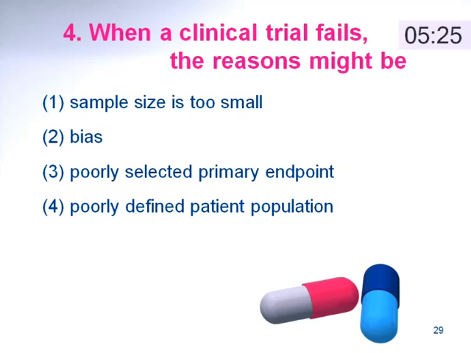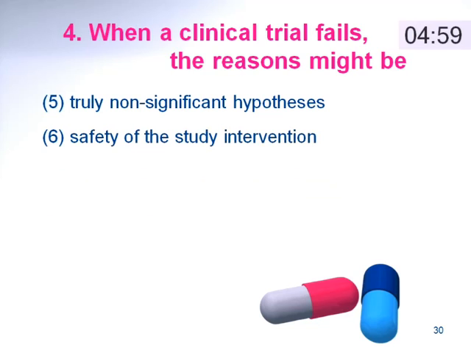Or we may have bias against the test treatment. That's why we need to minimize bias. Third one is poorly selected primary endpoint. Sometimes the primary endpoint fails, but the secondary endpoint succeeds. Or the fourth one is poorly defined patient population. Next one is a truly insignificant hypothesis. And then the last one is safety issues.